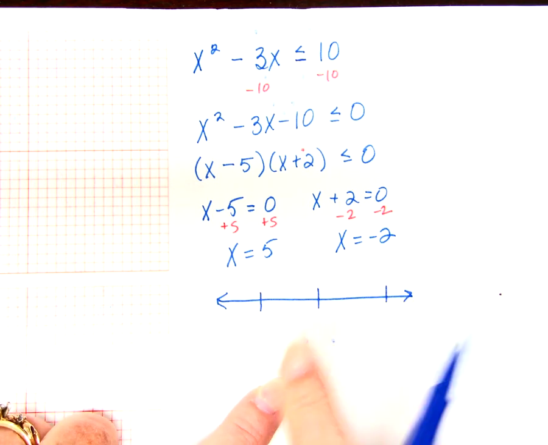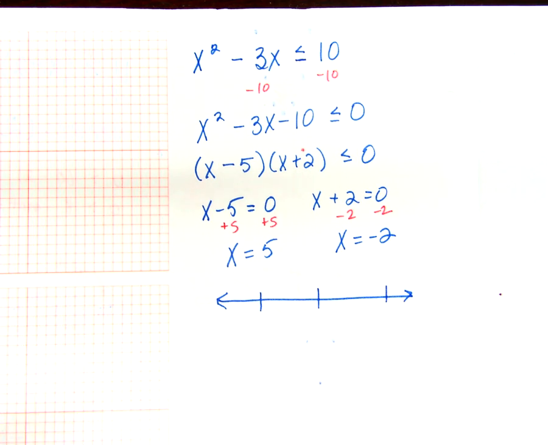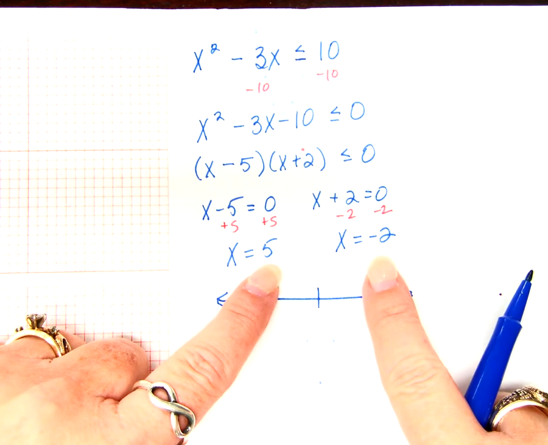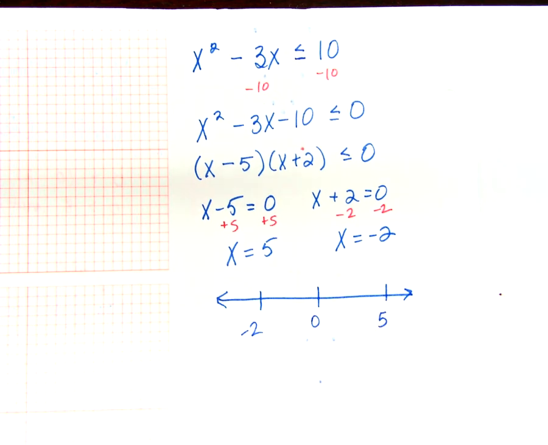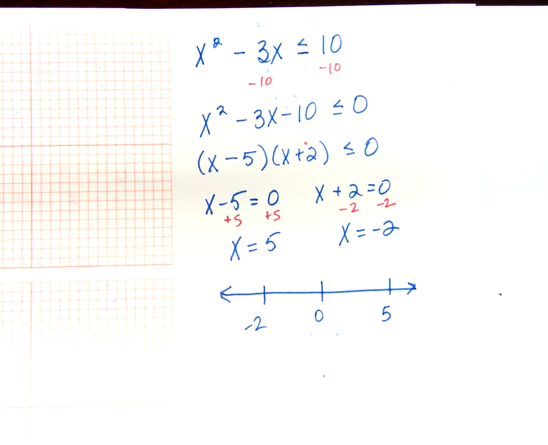I want to have 3 numbers on my graph though. What else do I want on my graph besides these two numbers? 0. So here's -2, here's 0, and here's 5. Does it matter where I put those numbers? Oh yes, right? I want them in order. Okay, least to greatest, I want them in order.